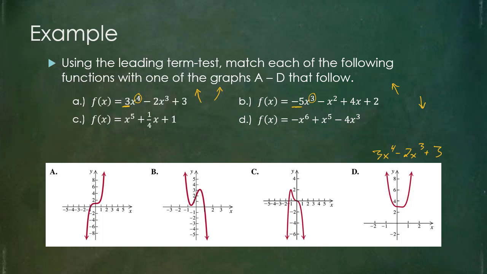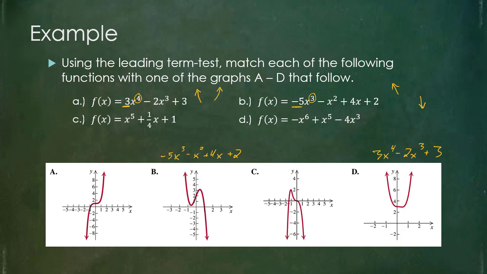It looks like option B. So this one, option B, must be my negative 5x cubed minus x squared plus 4x and then plus 2. And again, that plus 2 could be a secondary thing we could use, looking for which graph goes through the y-axis at positive 2, and wouldn't you know it, that's the only graph out of the 4. Moving on to letter C.